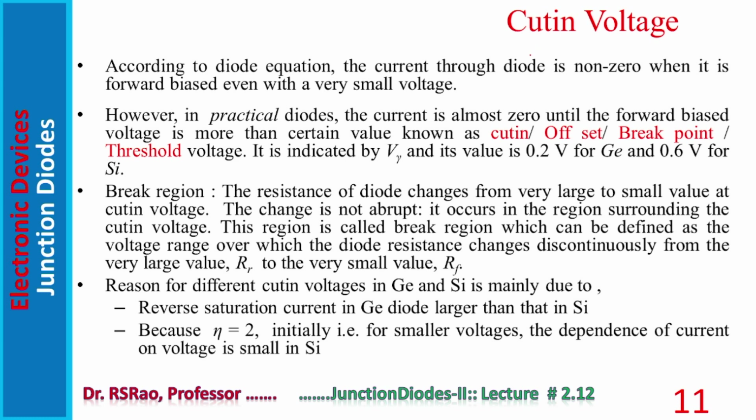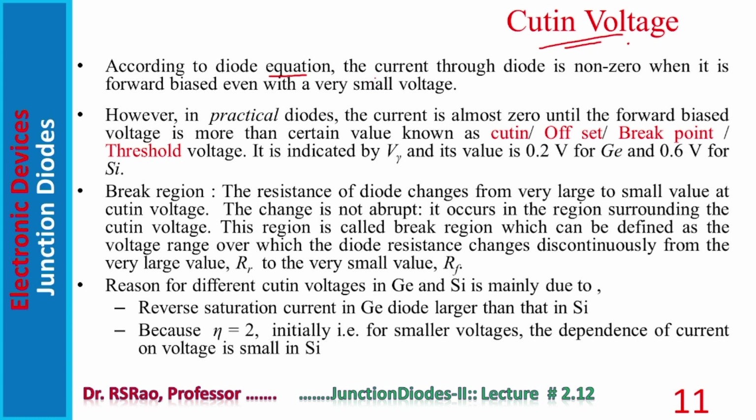Now, a few points regarding cut-in voltage. We have already seen that when the diode is under forward bias, the current in the diode starts flowing only when the bias voltage is more than a certain value. Before that, there exists no current. Even though it is under forward bias, even though the applied voltage is more than 0, the current is 0. Current starts only when the applied voltage is more than a certain value. That voltage is called cut-in voltage.